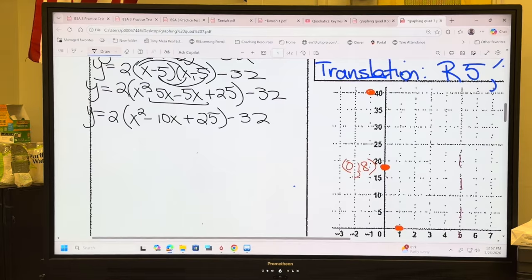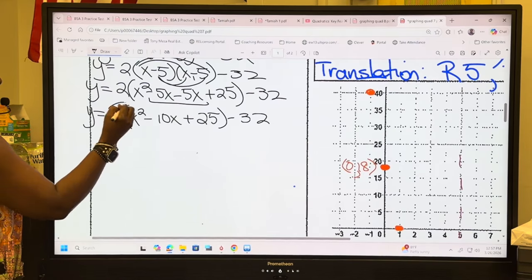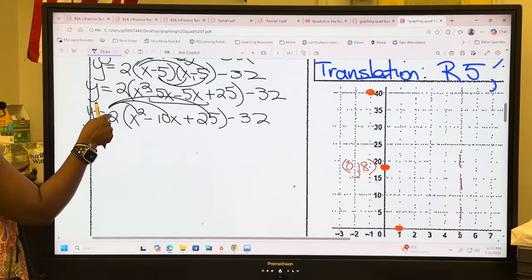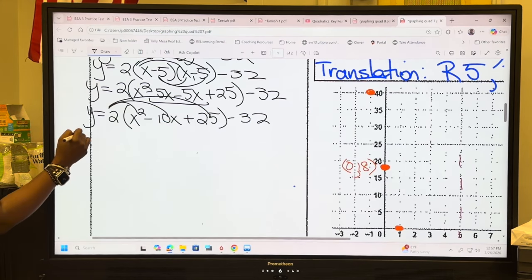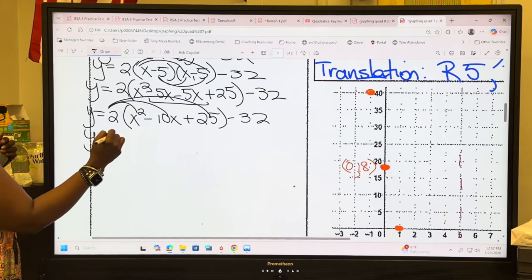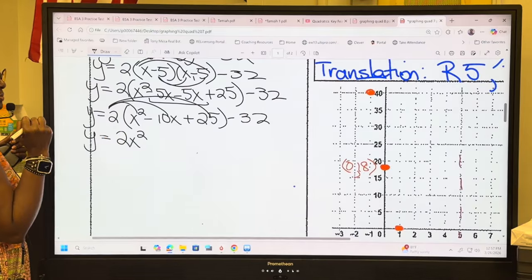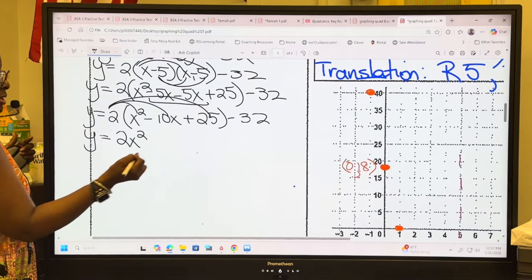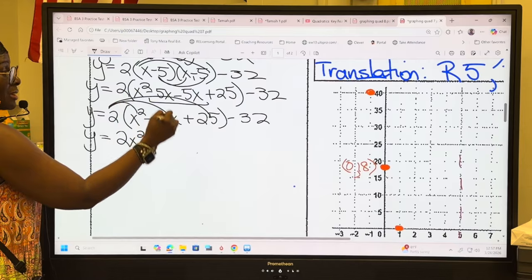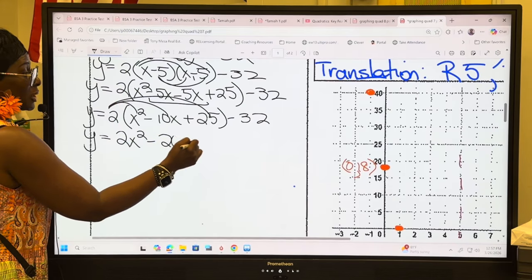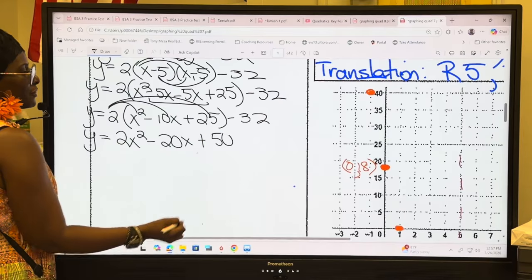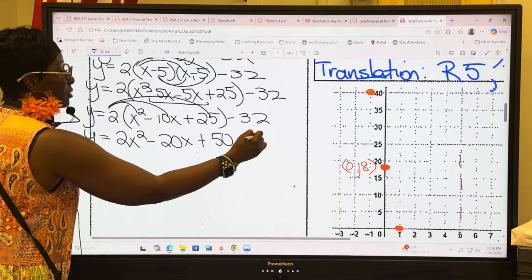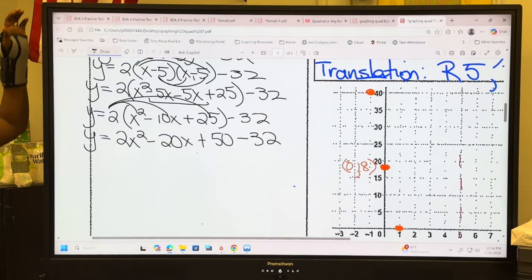I'm going to times it by 2. I am going to distribute that 2. Here, here, and here. Do I distribute this 2 to this negative 32? No, because that's outside. So what do I get now? Y equals 2x squared, 2 times negative 10x is negative 20x, and then 2 times 25 is positive 50. And then I just bring down minus 32.